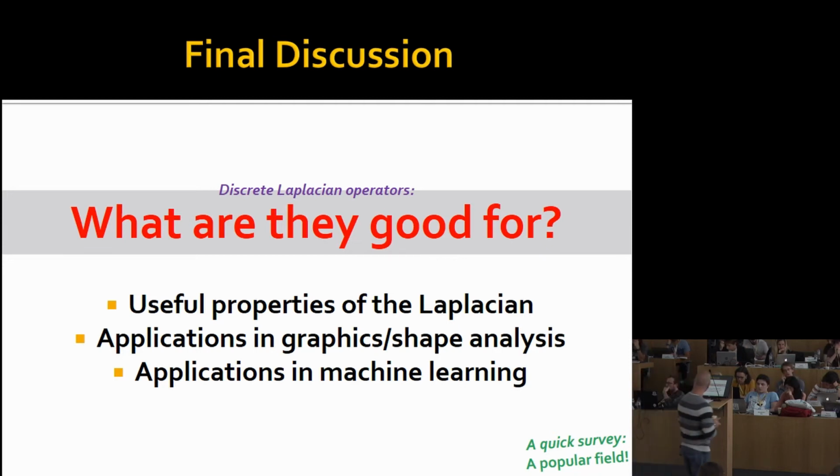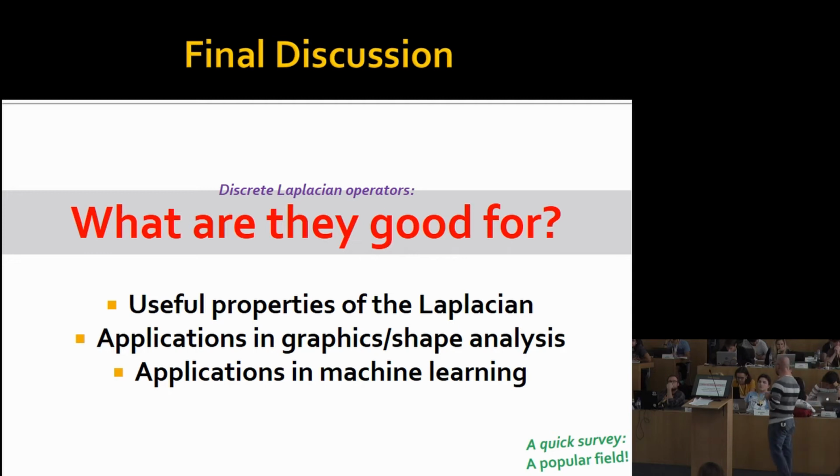Okay, so the first thing we'll do is highlight a few of the useful properties we've already seen. Then we'll talk about some nice applications in graphics and shape analysis. The reason for that, I know that we're at the machine learning summer school, but the reason to look at some of these is that you can see it. These are two-dimensional shapes and you can just visualize what these applications look like.